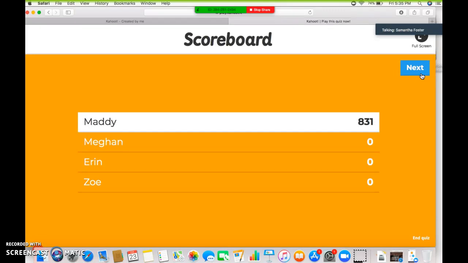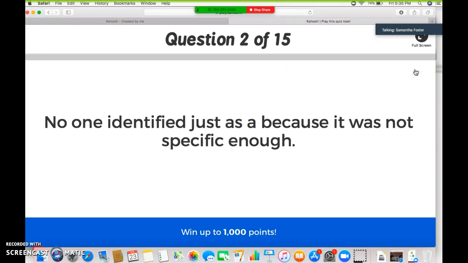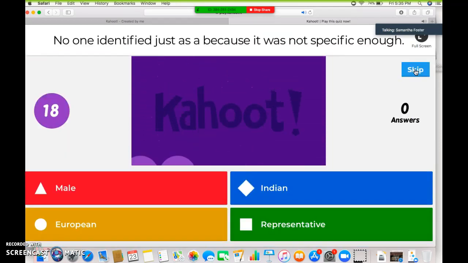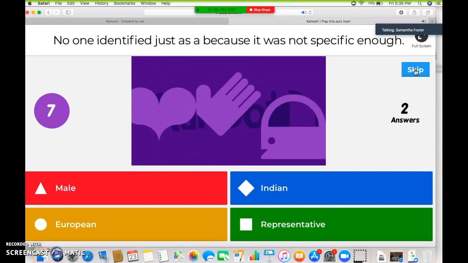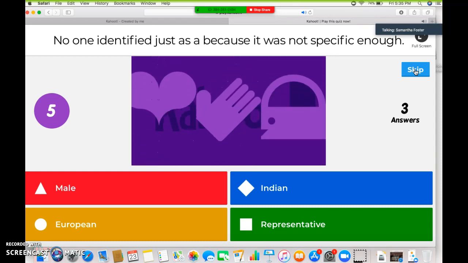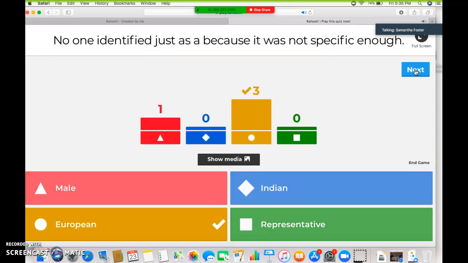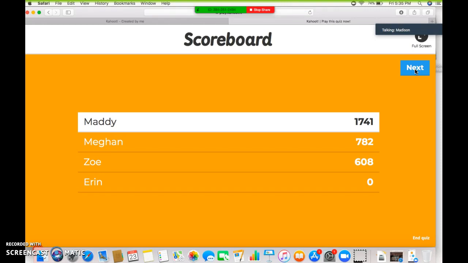Maddie's at the top. No one identified just as this because of what? This was in our PowerPoint. Nobody specifically identified as this group of people. European, good job. Yeah. 3 of you got that right. You're getting the hang of it.